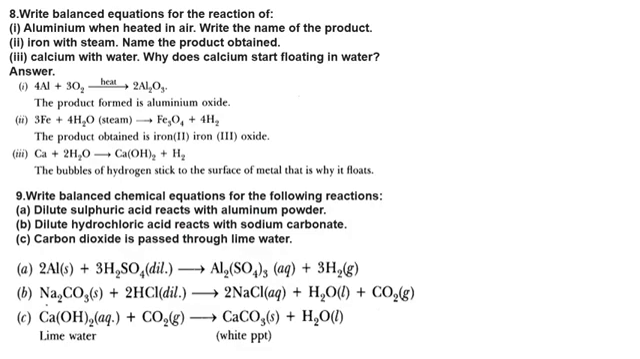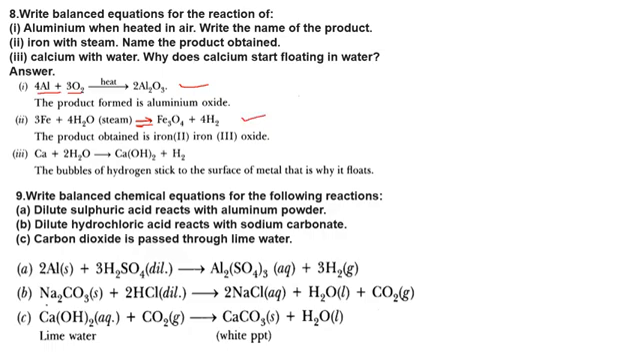Next question. You have to balance the equation for the following reaction. Aluminum when heated in air, Al plus O2 gives you Al2O3, and you have to balance this equation. Iron with steam gives Fe3O4, it is a reversible reaction. You have to write it and balance this.